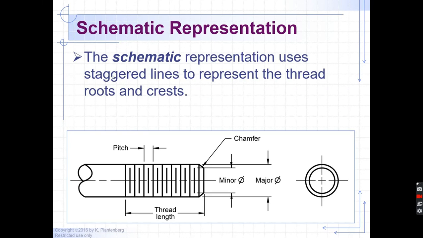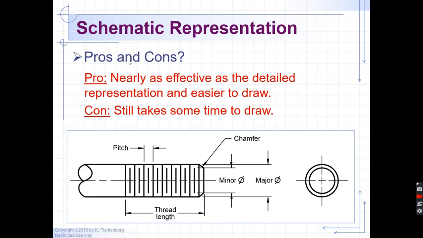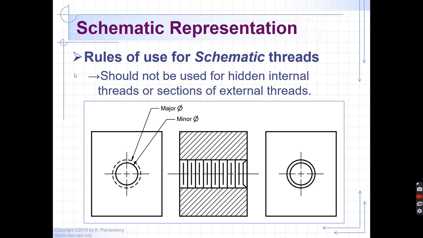A schematic representation uses staggered lines to represent the thread roots and crests. So we draw the major diameter, and we have our pitch in between each one of those. We have the minor diameter with the chamfer on the front here. Okay, it's nearly as effective as a detailed representation because you can tell what it is. It is a thread. And it's much easier to draw. It still takes more time than it should. Okay, a schematic thread should not be used for hidden internal threads or sections of external threads. It'll look like this. These are correct.